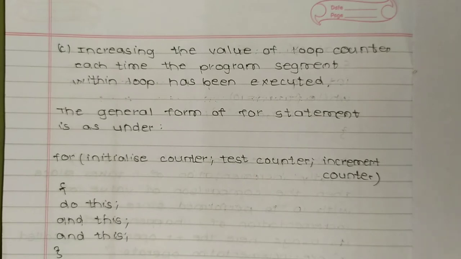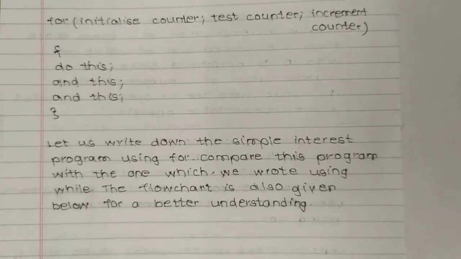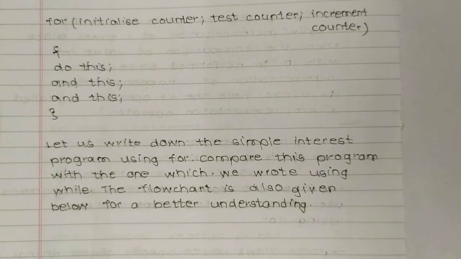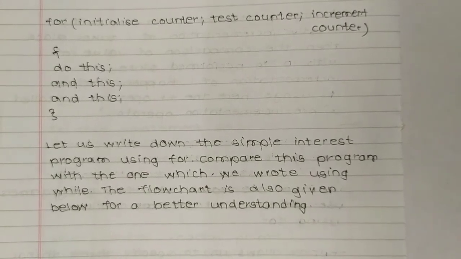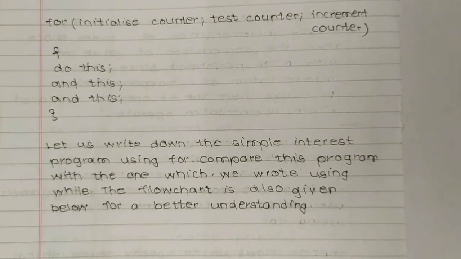The general form of the for statement is as under: for initial counter, then test counter, increment counter. First is initialize counter, that means from 0 or from where to start. Then test counter, that means up to what extent it should go. And then increment counter means plus plus, that means increase or decrease. And then in parentheses we write the statements to execute.